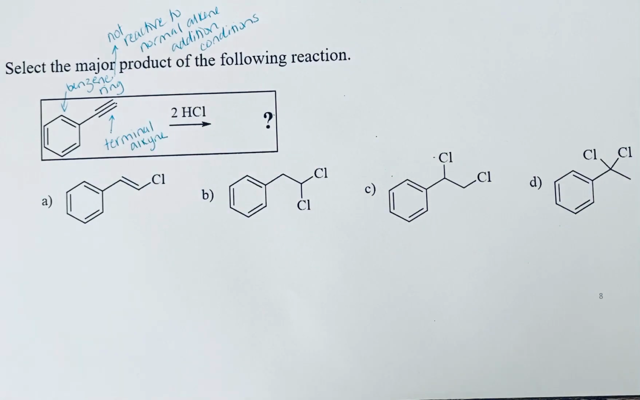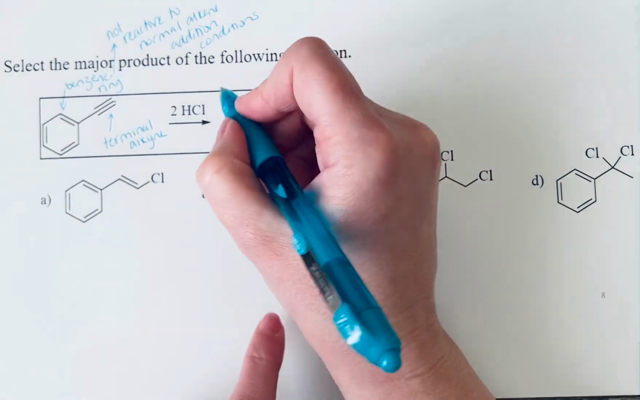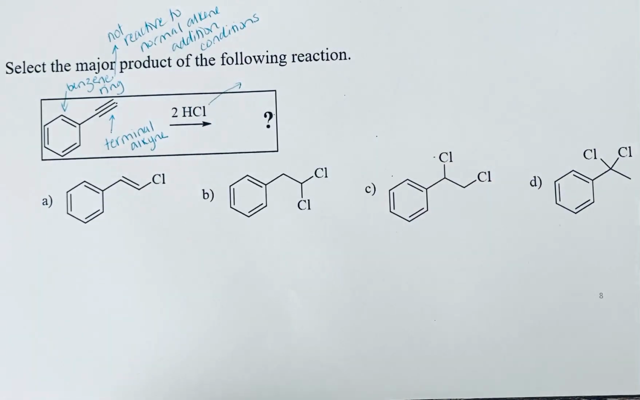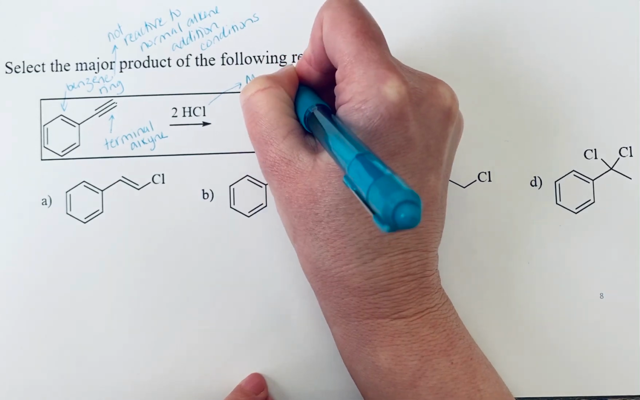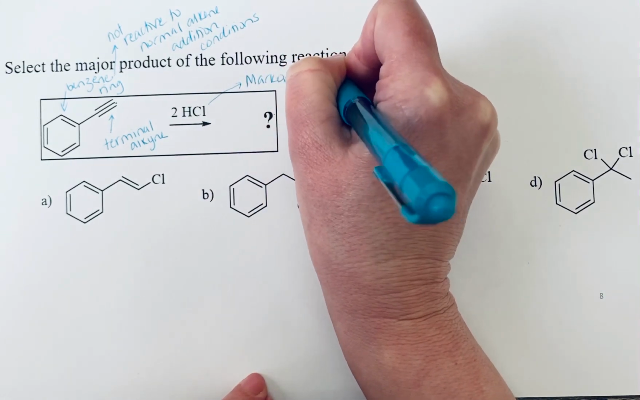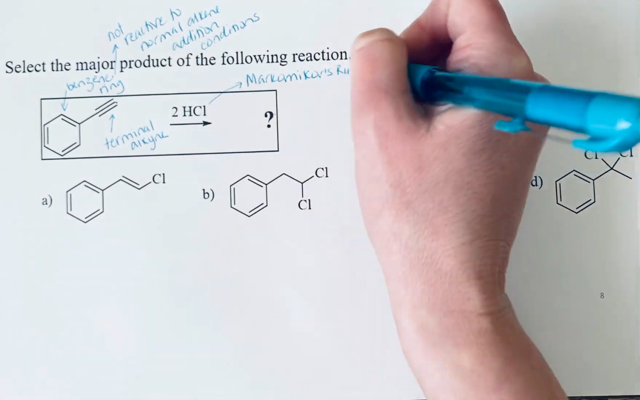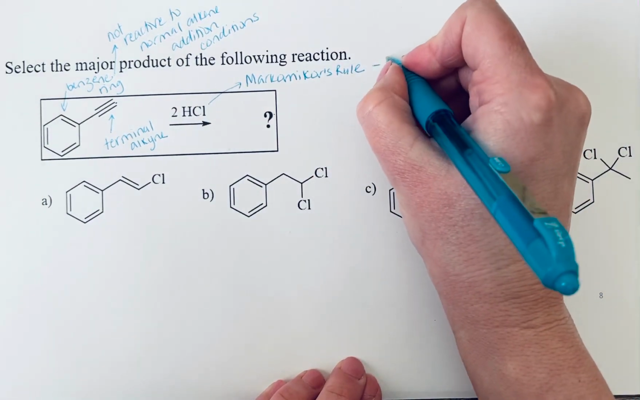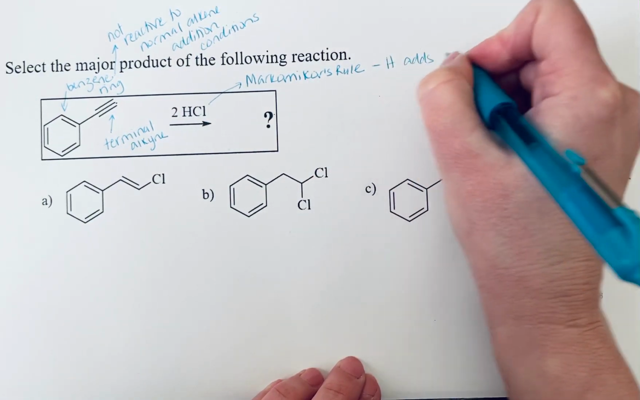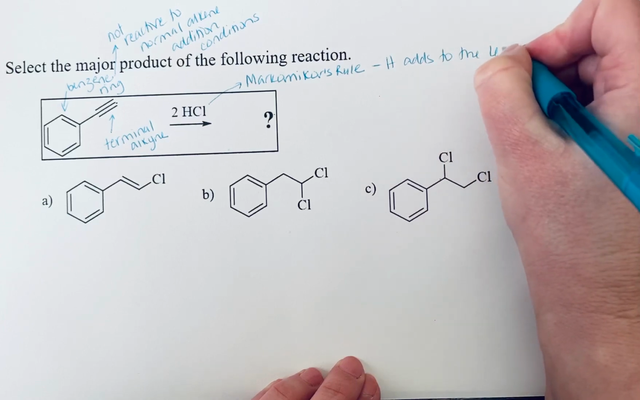The terminal alkyne, however, should react with hydrochloric acid, and it will react in a similar way to what we saw with alkenes. So when we saw hydrochloric acid or hydrobromic acid adding to an alkene, these additions followed Markovnikov's rule. So Markovnikov's rule states that the hydrogen atom adds to the least substituted carbon of the alkene. So the hydrogen adds to the least substituted carbon.